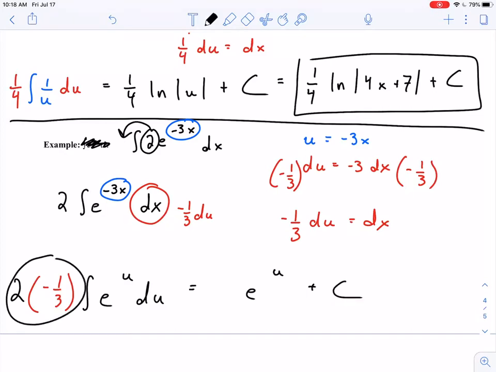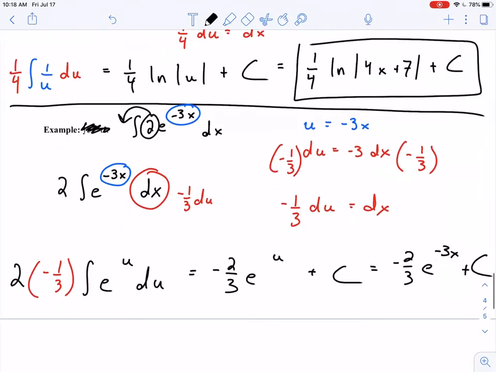This 2 times negative 1/3, we can just simplify that. Let's say negative 2/3 times e to the u plus c. And then, of course, for our last step, we want to take out that u, replace it with negative 3x. So here I have negative 2/3 times e to the negative 3x plus my constant of integration c. So here is my antiderivative.